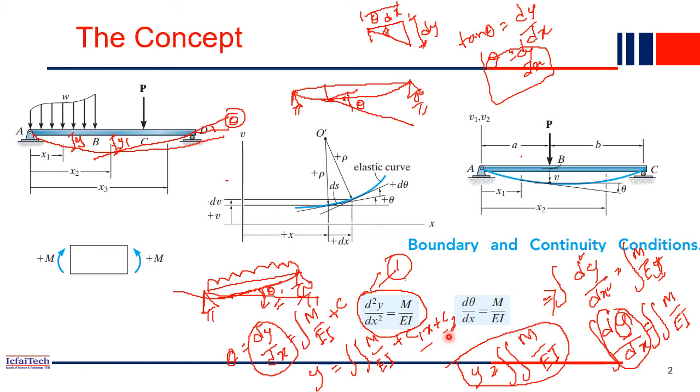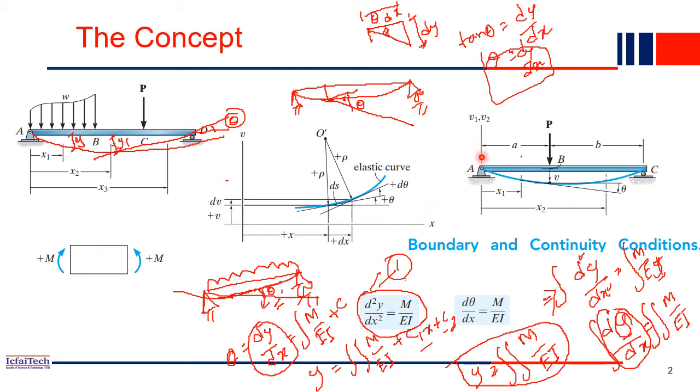So two constants you have. So how to find out this constant value C1 and C2? By applying the boundary and continuity conditions. So we have to apply boundary conditions now to calculate the C1 and C2 values. So what is a boundary condition? Boundary condition means at the boundary, what is the value.